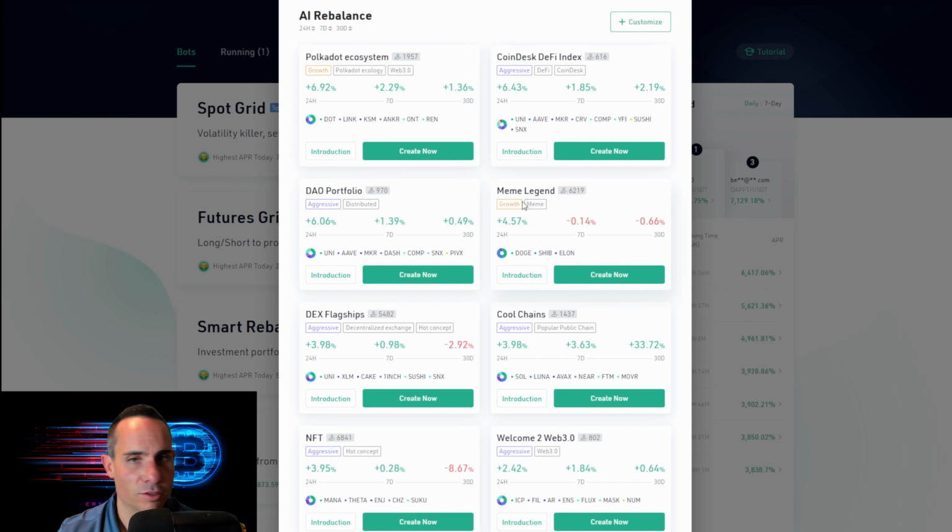If you want to get a bunch of meme tokens, you can get Doge, Shib, and Elon in one index fund. You can either pick from one of these pre-packaged setups, or you can go here and click on Customize.